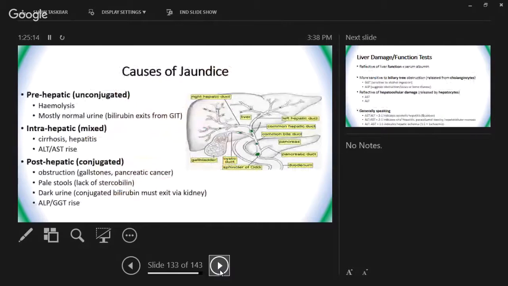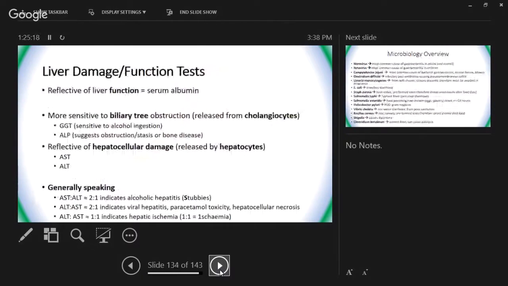Cool. These tests, just a quick summary. They're reflective of the function of the liver cells. The best way to break it up is that GGT and ALP are related to cholangiocytes, so they relate to biliary tree obstruction or biliary problems.